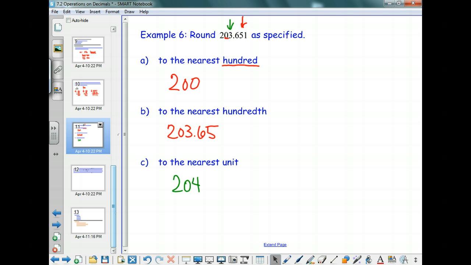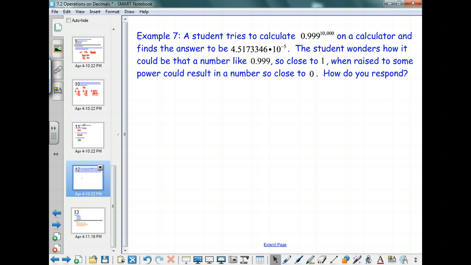Okay. There's one more in this lesson. And let's read it together because it's an interesting idea. A student tries to calculate 999 thousandths to the 10,000 on a calculator and finds the answer to be 4.5173346 times 10 to the negative fifth. The student wonders how it could be that a number like 999 thousandths, so close to 1, when raised to some power could result in a number so close to 0. How do you respond?